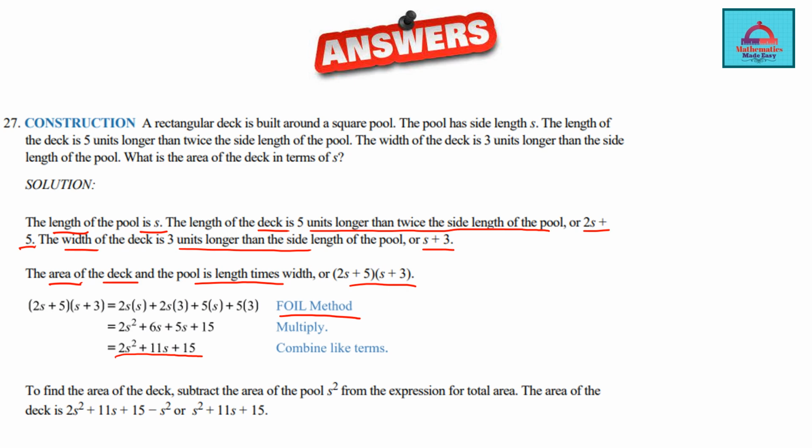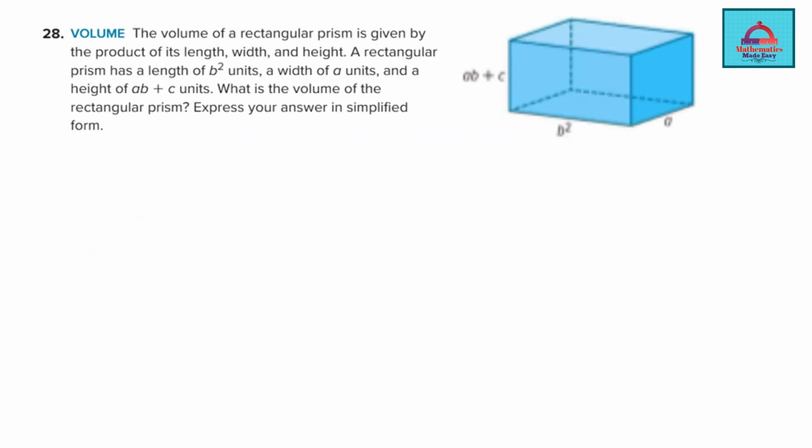To find the area of the deck, now we need to subtract the area of the pool. The pool is square, so its area is S squared. From the expression for total area, that is this one, we are going to subtract S squared. So 2S squared and S squared will subtract to give you the final answer as this one for the area of the deck.